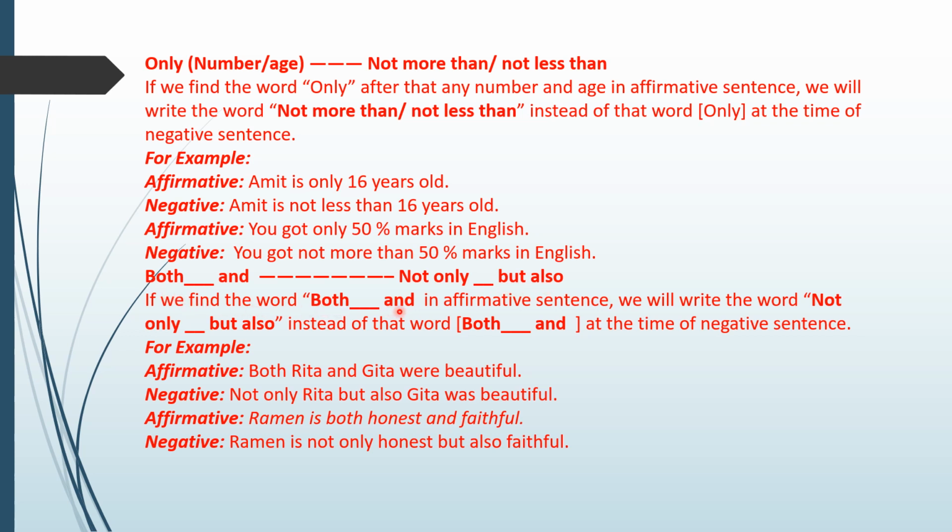So if we find both and in the affirmative, we will write the word not only but also instead of that word both and at the time of changing the sentence into negative. Look at the following example. In the affirmative, both Rita and Geeta were beautiful. So your negative will be not only Rita but also Geeta was beautiful. Another affirmative sentence, Raymond is both honest and faithful. So the answer in the negative is Raymond is not only honest but also faithful. So you see, when there is both and in the affirmative, then in your negative you will use not only but also.